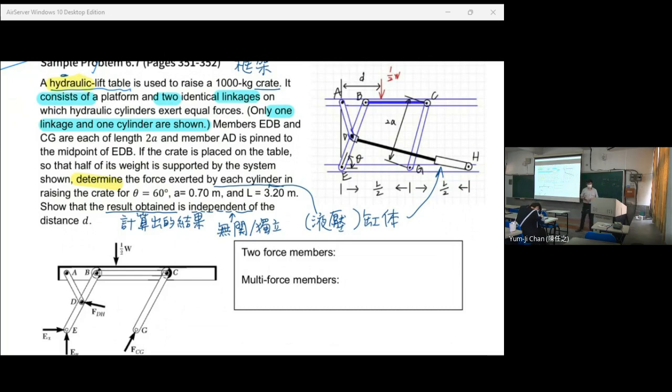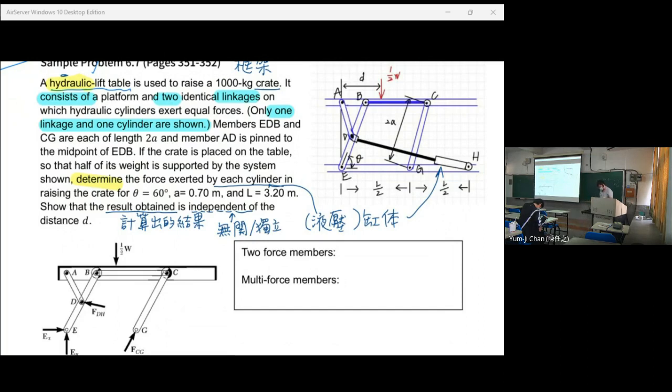You can see this in a car repair shop, and it needs a cylinder to push the structure up. You need this DH to push the structure going up. So now we need to determine the force exerted by this cylinder. How much is the force pushing the structure up at theta equal to 60 degrees?